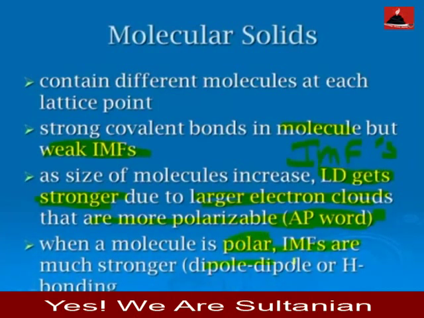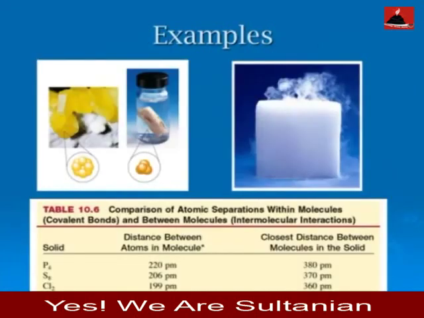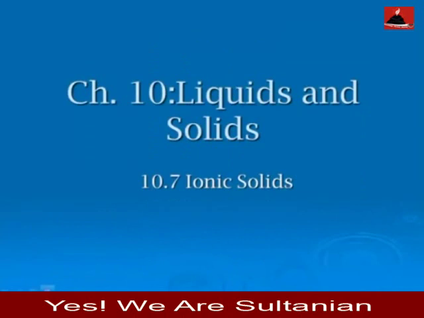And when a molecule is polar, the IMFs are much stronger, dipole-dipole or hydrogen bonding, and we see the same pattern as the size of the molecule increases, they also go up if you're just comparing along a group trend. We'll talk more about this in class. We'll do some sample ones for responding to AP. And again, this is just showing you atomic separations as well as intermolecular attractions for some of these materials, so the distance between molecules and between the atoms, and comparing that.